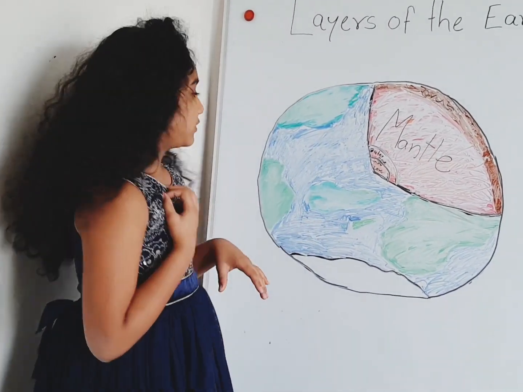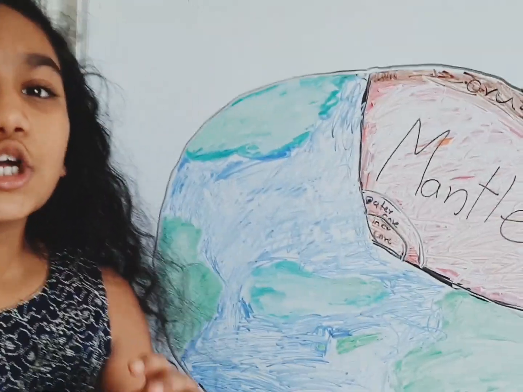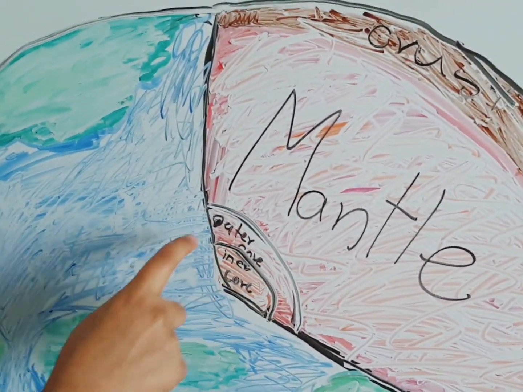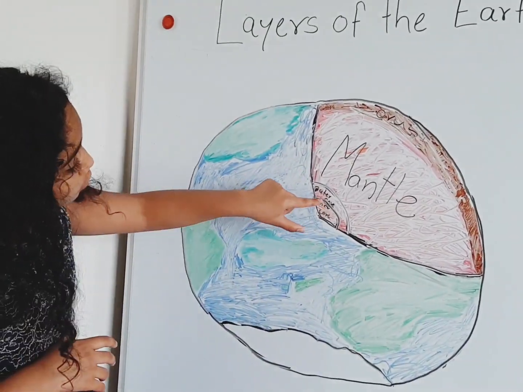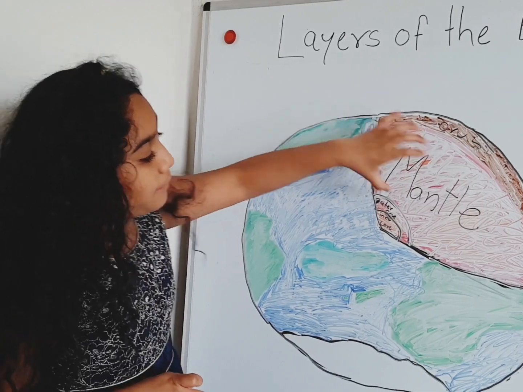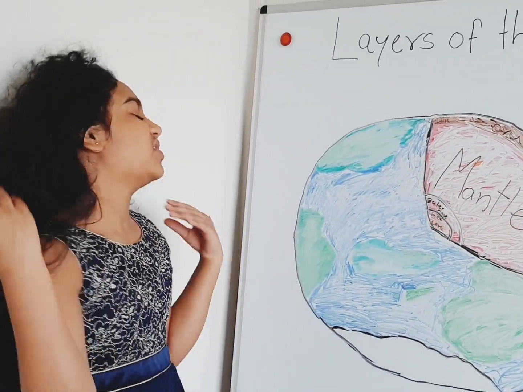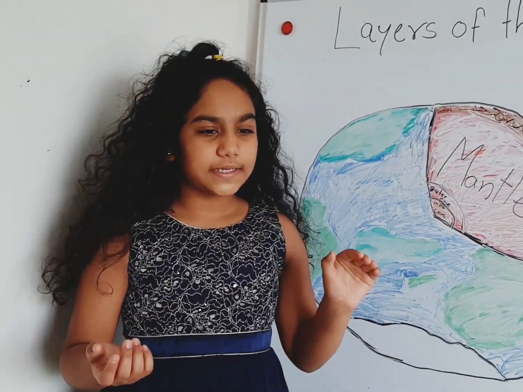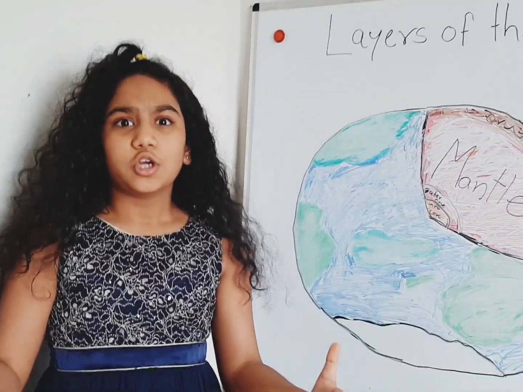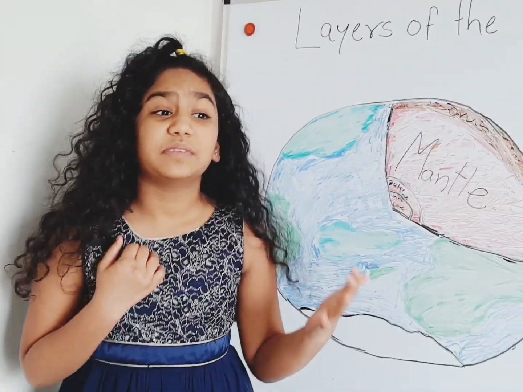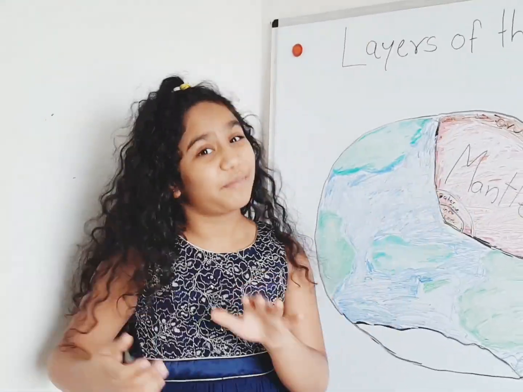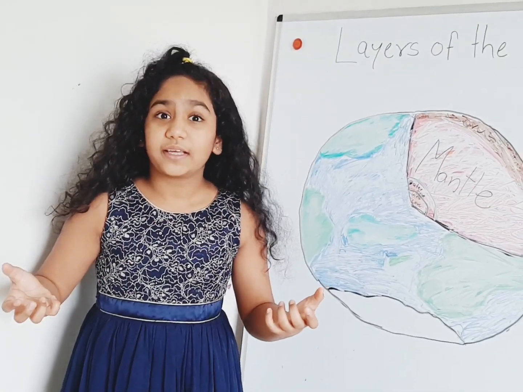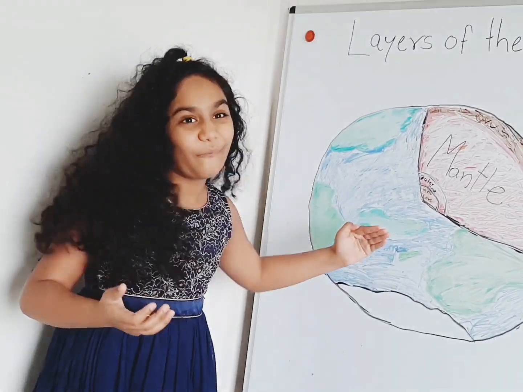Outer core. The outer core is not as thin as you think. I drew the outer core small because I wanted to show you how big the mantle is. That's why. The outer core is filled with lava. If you have seen lava somewhere, or a volcano erupt, that might be scary though. You know that lava comes out. It comes from where? The outer core.